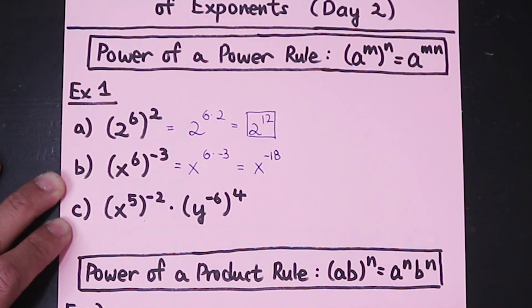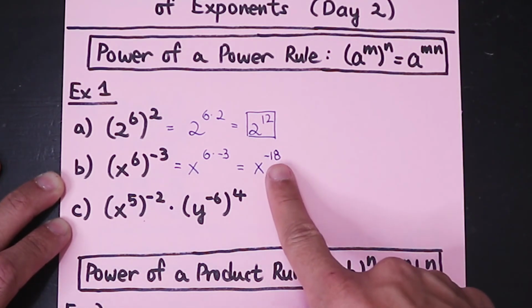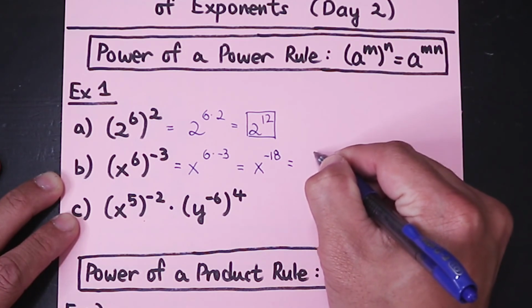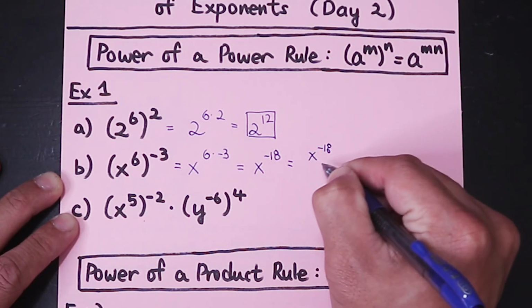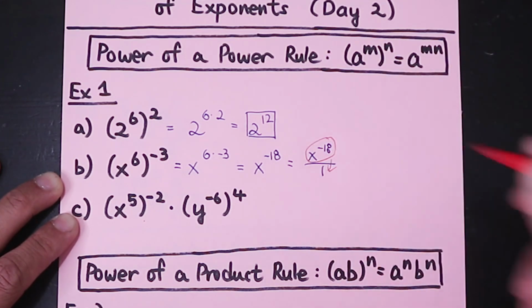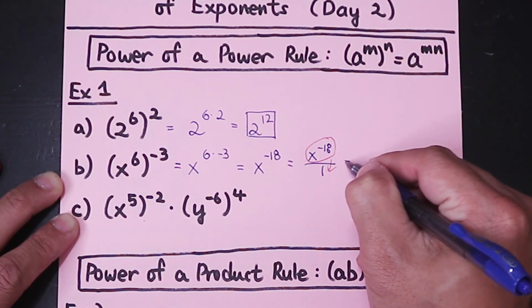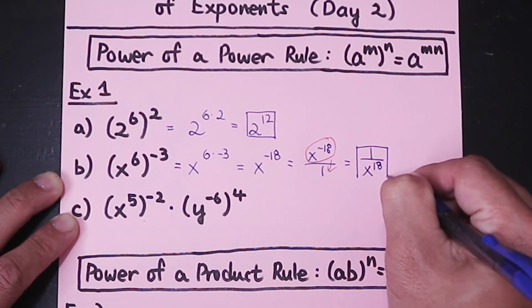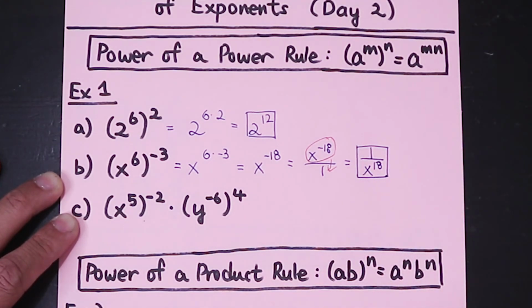But hold on, we're not done yet. Remember, you cannot leave your answer with negative exponents. So what you do is you make it a fraction, x to the negative 18 over 1, and then you do the circle arrow like this, right? So that way, once you move it to the other side of the fraction, it becomes positive. So your answer is going to be 1 over x to the 18th power.